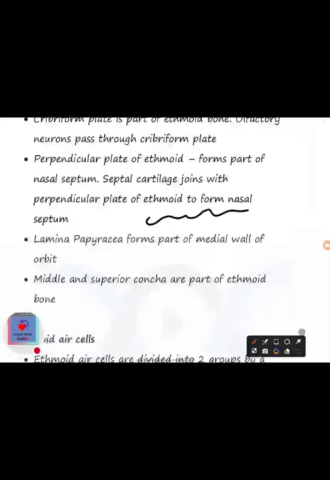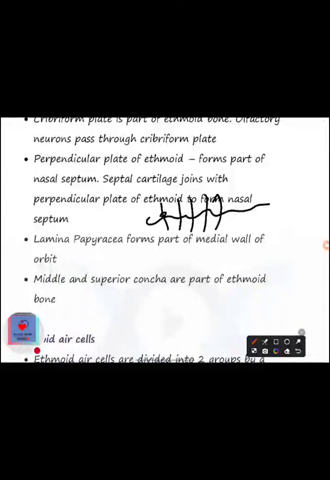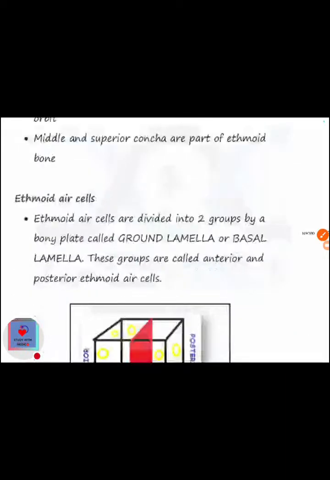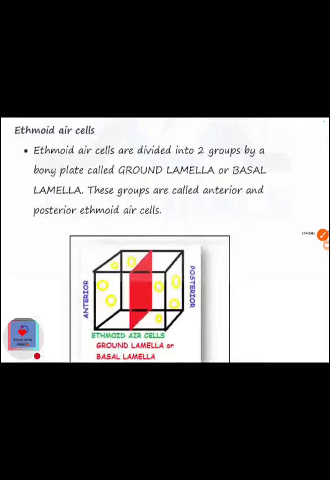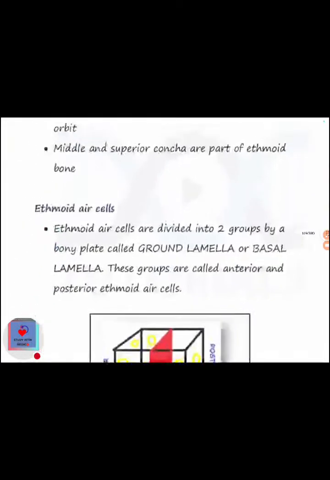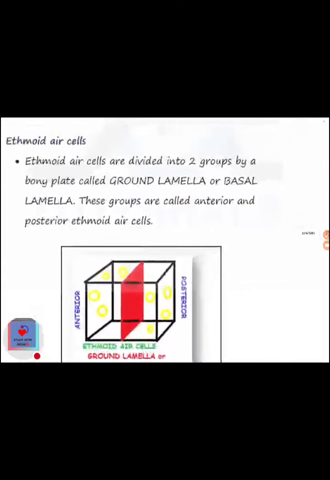One is the cribriform plate of the ethmoid where the olfactory nerves pass. Other is the perpendicular plate of the ethmoid which forms the nasal septum. Other is the lamina papyracea, which is a paper-like partition between the orbit and the nose. And the middle and superior concha. The inferior concha is separate and independent. Middle and superior are ethmoidal parts.